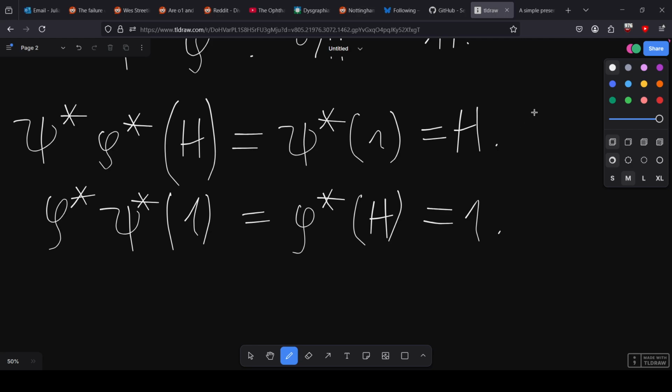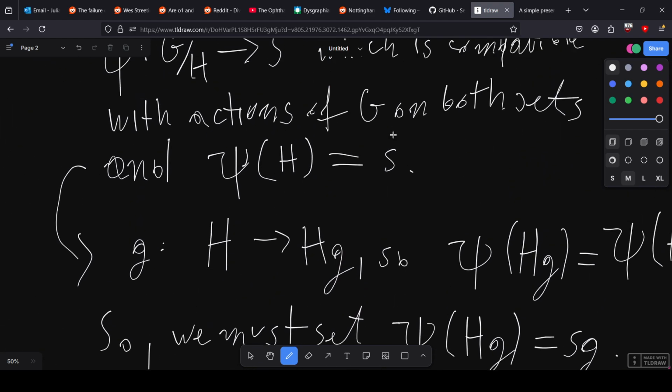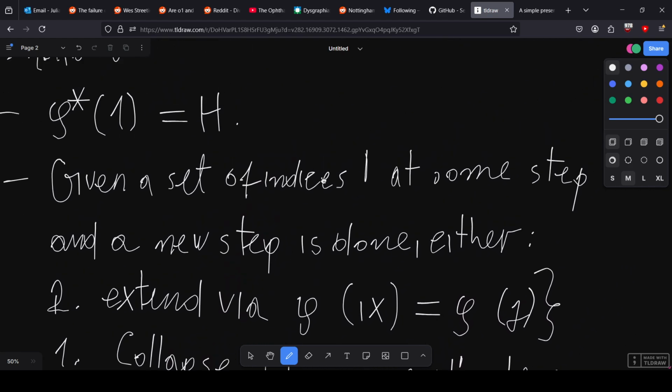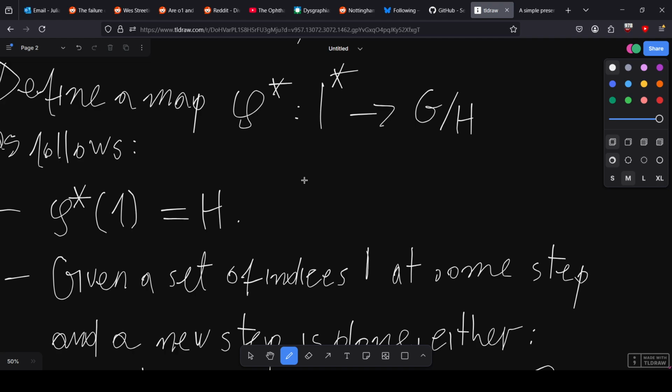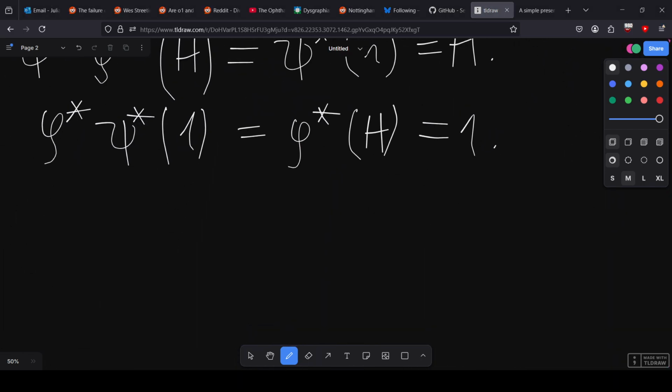Because if we have a bijection like this, our entire map is well defined. Our entire map from the indices to the cosets is bijective, so we can treat them as one and the same. At least the action on both we can treat as one and the same. And we are done, and everything works as intended.